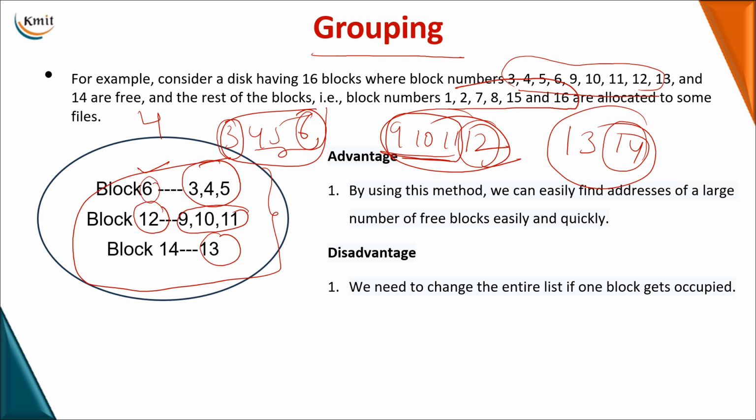But when one of the blocks gets occupied, you have to change the total list. You need to regroup again. The group has to be made again, and you have to change the total group. So that is the main problem when we go for the grouping technique.